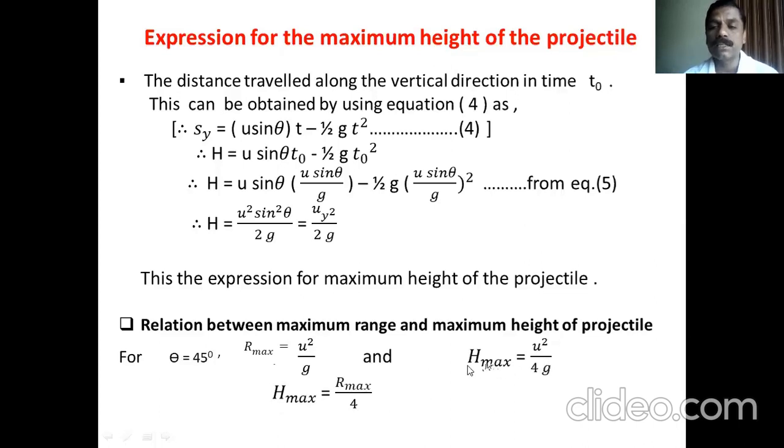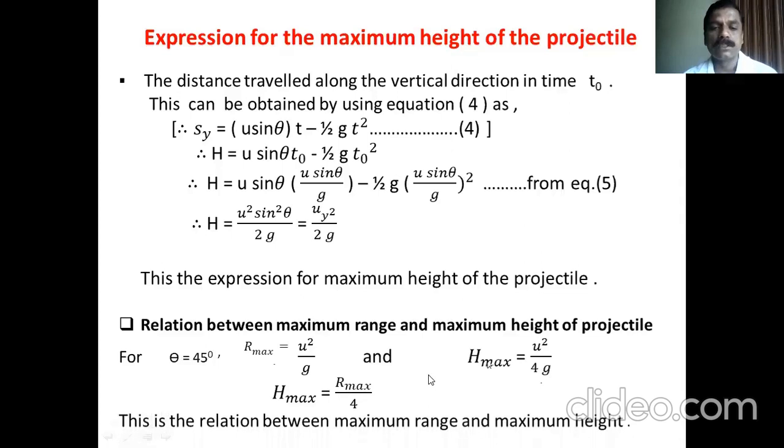So in the case of the maximum height, you can put the value of u square divided by g as R max. So in the denominator you will find R max divided by 4. Or you can calculate R max is equal to 4 times H max. Okay, so this is the important relation between the maximum range and maximum height.